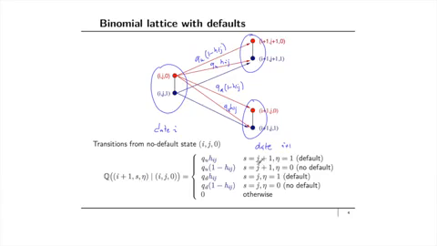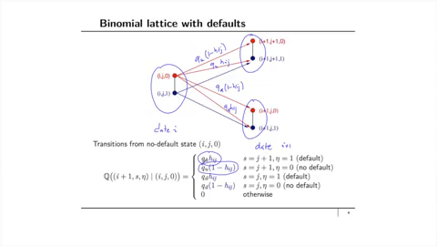If you go to state j plus 1 and eta equals 1, which means default, the probability is QU Hij. If you go to state j plus 1, eta equals 0, which means no default, the probability is QU times 1 minus Hij. This is exactly the same probabilities that I just wrote on the figure.